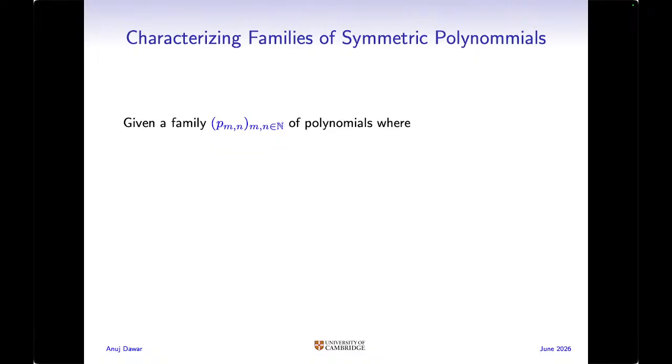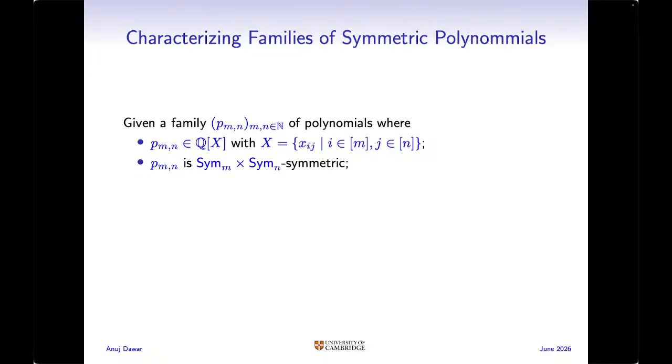I'm indexing it with two numbers now, m and n, because I'm thinking of these as m by n matrices, and m and n I can now vary independently, so not necessarily square matrices. And let's say we're working over the rational field. Okay? And I'm assuming that these polynomials are matrix-symmetric. So permuting the rows and permuting the columns independently doesn't change the polynomial.